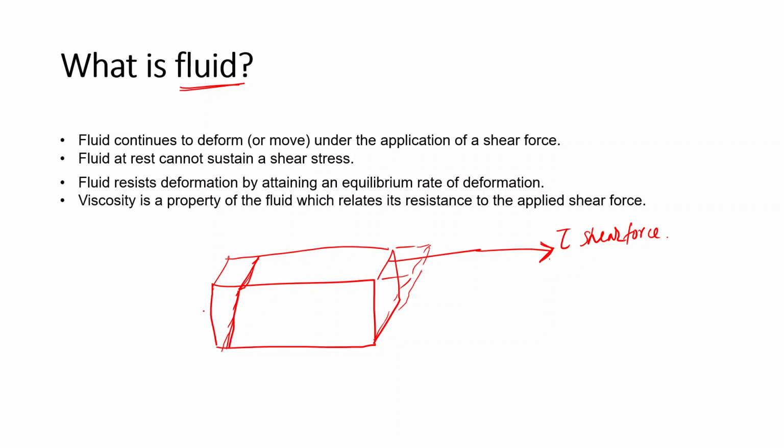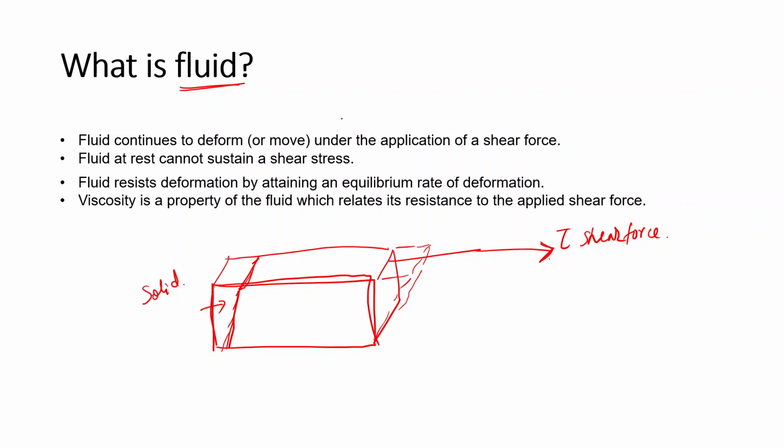And so if this object is solid, then the object will try to resist this shear force, and ultimately it won't deform and the shape would be retained to the original one. So the object would provide resistance whenever any force is applied to it.